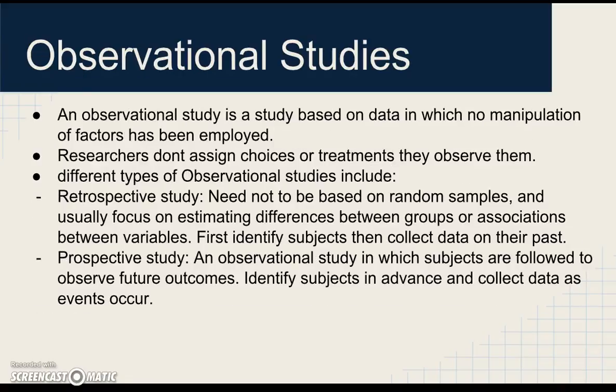Observational study. An observational study is a study based on data in which no manipulation of factors has been employed. Researchers don't assign choices or treatments, they observe them. Different types of observational studies include retrospective study, which need not be based on random samples and usually focuses on estimating differences between groups or associations between variables.